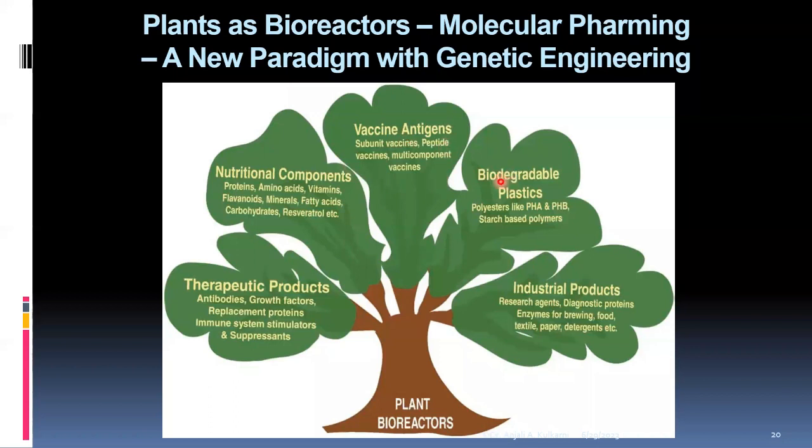But yes, I would like to talk about this relatively recent area, around 10 years old, which is called molecular farming. So here you will see how the name has come. So it is pharmaceutical. So FARMING instead of that, it is PHARMING. So what is done is that the plants are transformed with pharmaceutically important molecules. So one or two genes only are changed, and then you grow the plants like an agricultural crop.